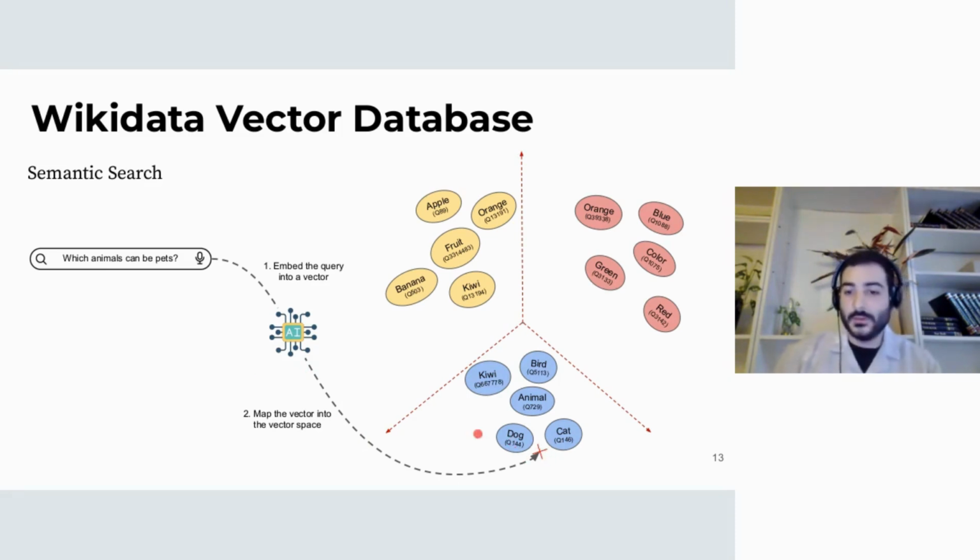The way the semantic search works is that it returns to you the items that are the closest in distance to this mapping of the question. Therefore, we're extracting from the vector database Wikidata items that are the most relevant to the question. They might answer the question or lead you to a way where you can find the answer. For example, here you can see which animals can be pets would link you somewhere around animals, around dogs and cats.